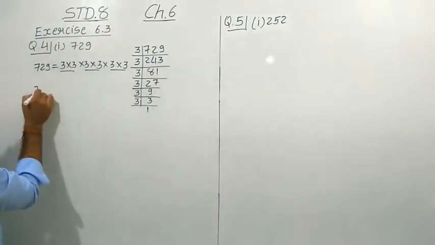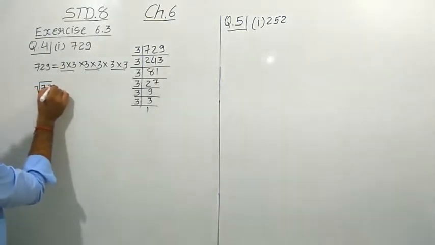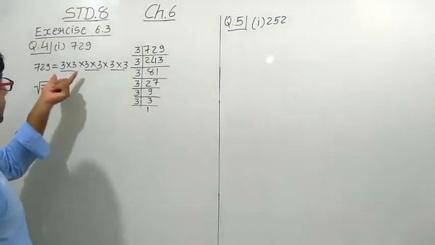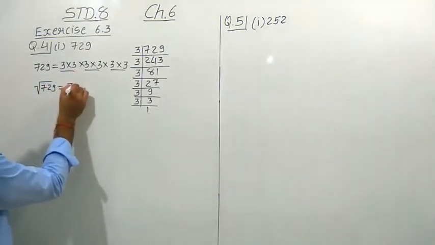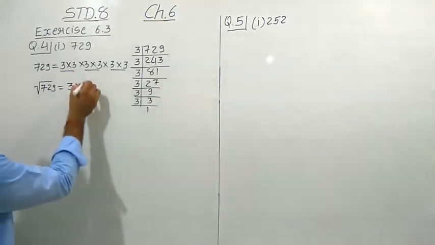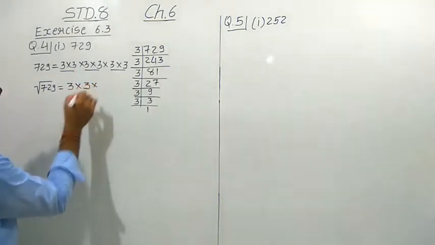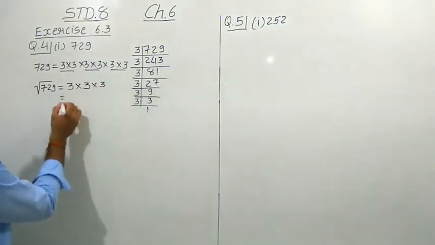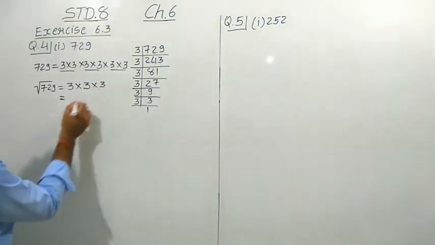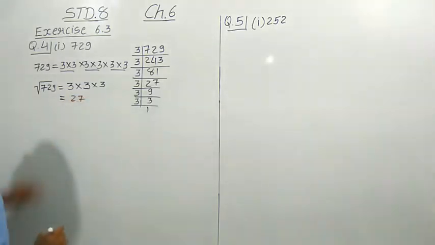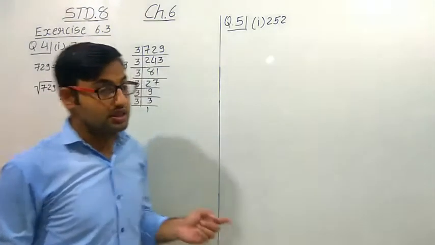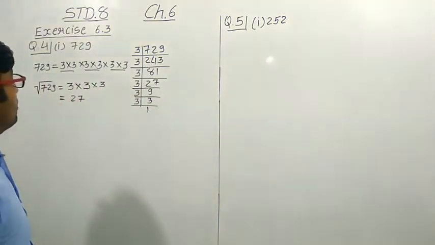So whenever we have to find out the square root of 729, what we have to do? From the one pair we have to take one digit. From another pair we have to select another digit. And from the third pair we have to select the third digit. That is 3 3s are 9, 3 9s are 27. So the square root of 729 is what? 27. So in this way we can find out the square root.